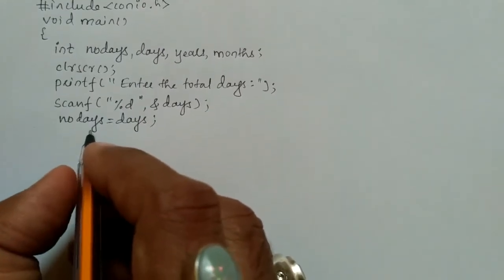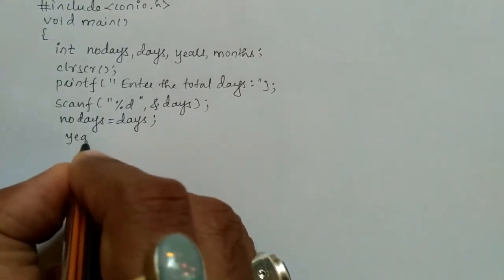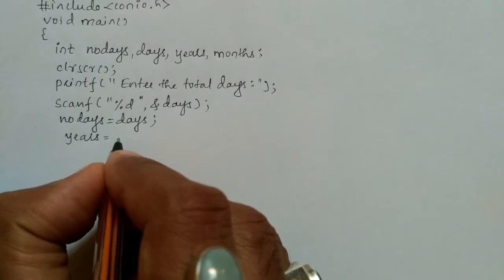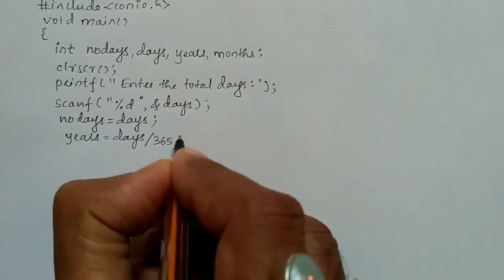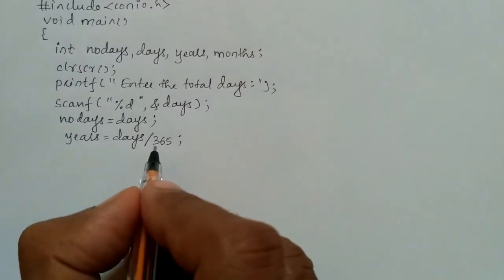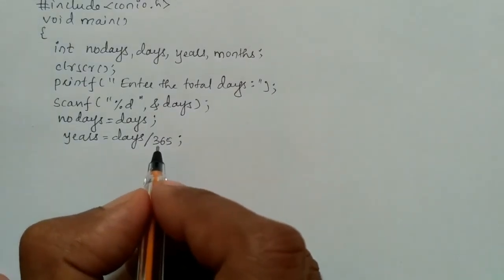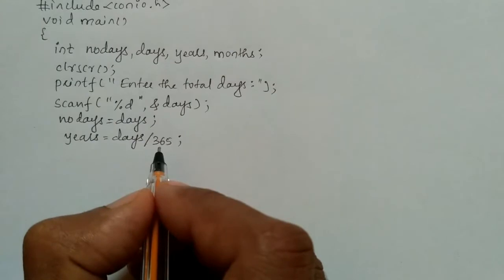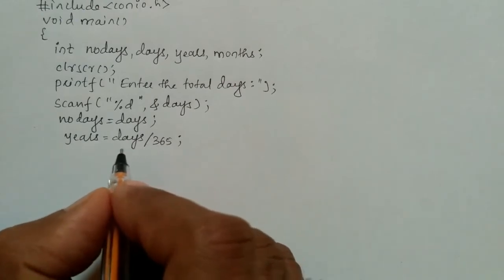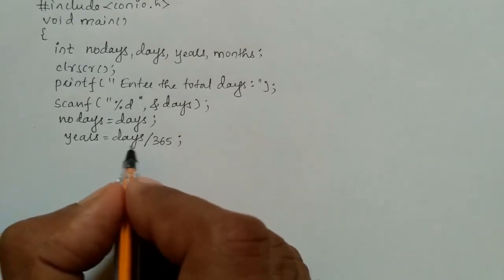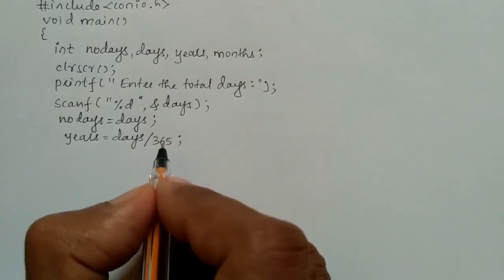Here I'm going to write years is equal to days integer division by 365 and put semicolon, because every year consists of 365 days except the leap years. So we have considered every year consisting of 365 days. That's the reason we are dividing these days by 365.